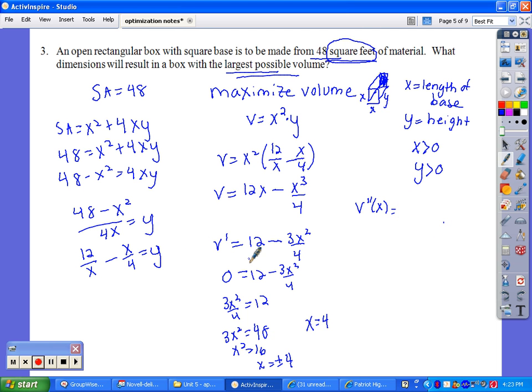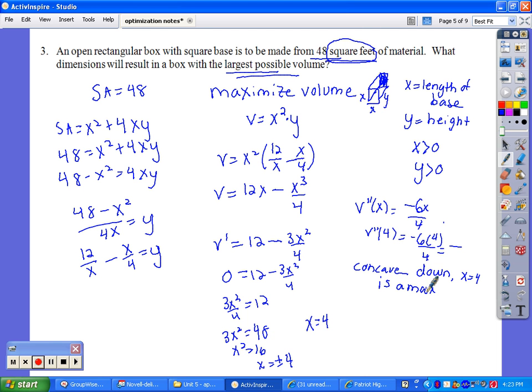So I need to take the derivative of V prime. If I do that, it's negative 6x over 4. And if I plug in 4, I'm going to get negative 6 times 4 over 4. It's going to be a negative. So it's concave down, and x equals 4 is a max. So we are maximizing it.